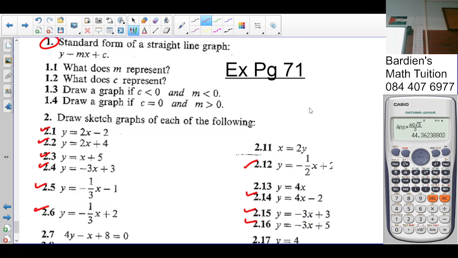2.2, 2.3, 2.4, 5, and 6, 2.12, 2.14, 15, and 16. The other sums we weren't exposed to yet. I'm sure some of you can do it already, but don't do it yet. That's for homework. People, enjoy the rest of your day.